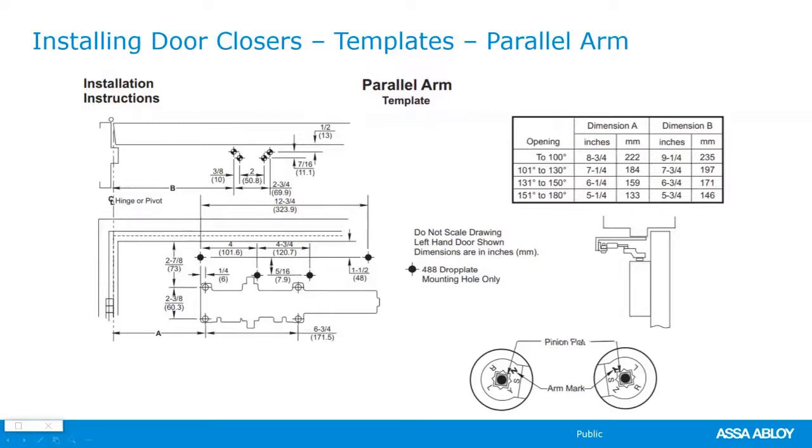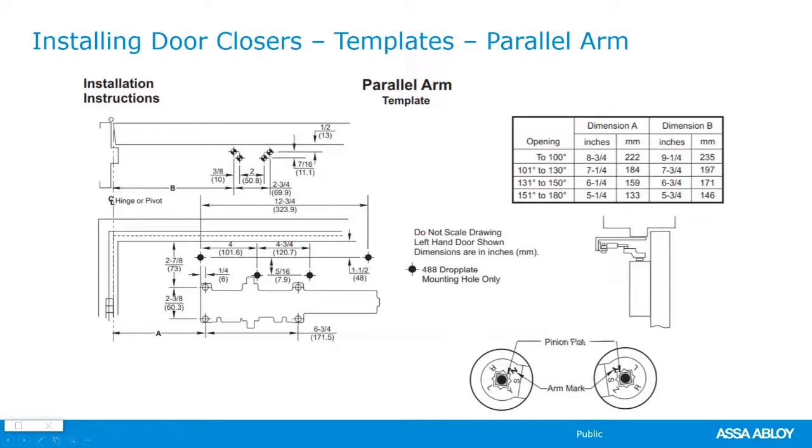With parallel arm, we still have an A measurement, center line of the hinge to the first mounting hole of the door closer. This time we have a Bravo measurement, and that's, again, center line of the hinge or pivot to the first mounting hole of the shoe or bracket. We still have a chart here, and if we want it to open 180 degrees, our A dimension is 5 1/4 inches, and our B dimension happens to be 5 3/4 inches.